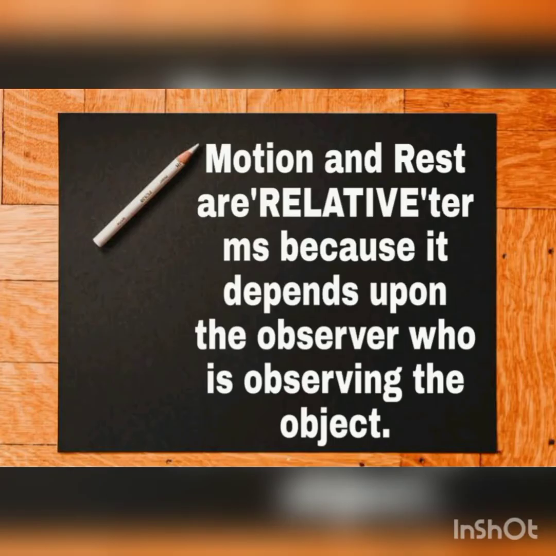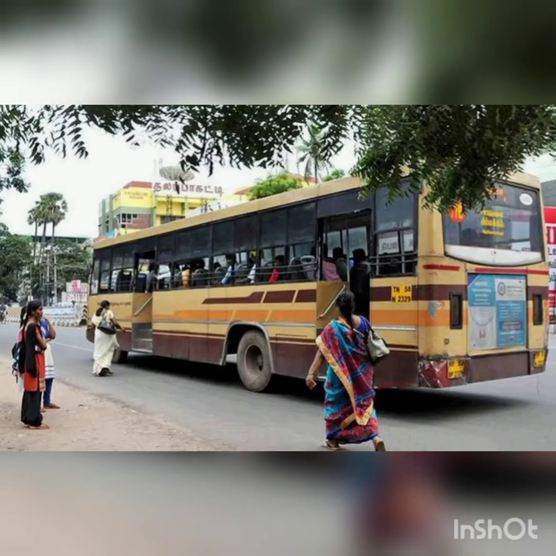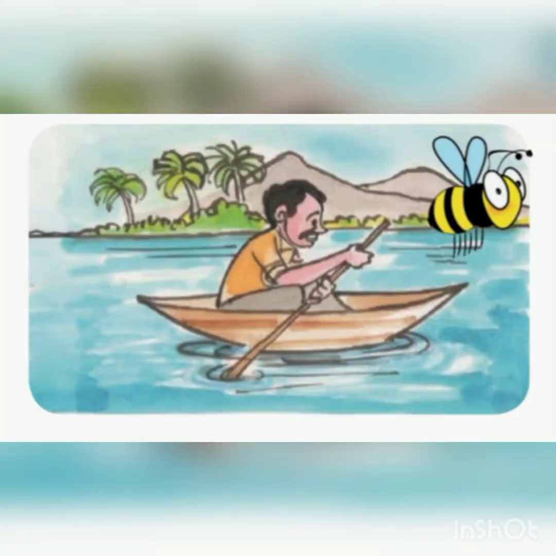Motion and rest are relative terms because it all depends upon the observer who is observing the object. For example, persons sitting in a moving bus are at rest with respect to the bus, but they are in motion with respect to a person standing on the road. Now let's discuss the situation in the picture. The man in the boat is moving with respect to the river. He is at rest with respect to the boat.